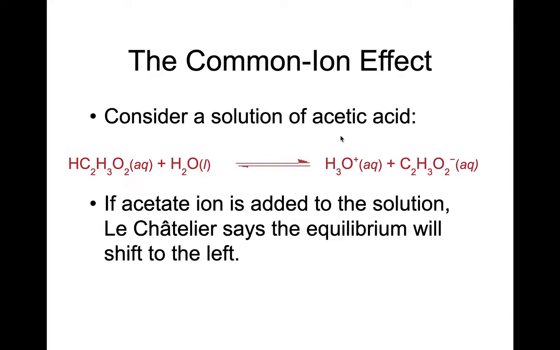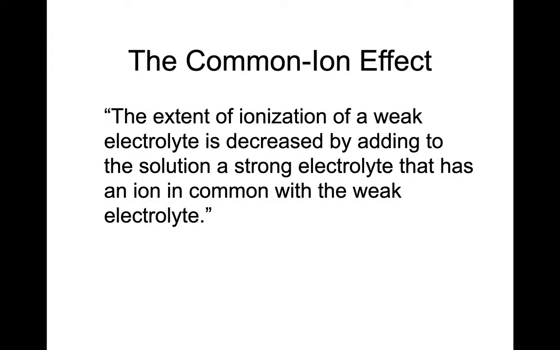But if instead we tried to dissolve it in a solution that already contained the acetate ion, say first we put sodium acetate in, sodium acetate contains an alkali metal, it's a strong electrolyte, it completely dissociates. So we already have some acetate ion. Now when we add acetic acid, we get less dissociation, less ionization, because there's already some here. The equilibrium has been shifted to the left towards the reactants.